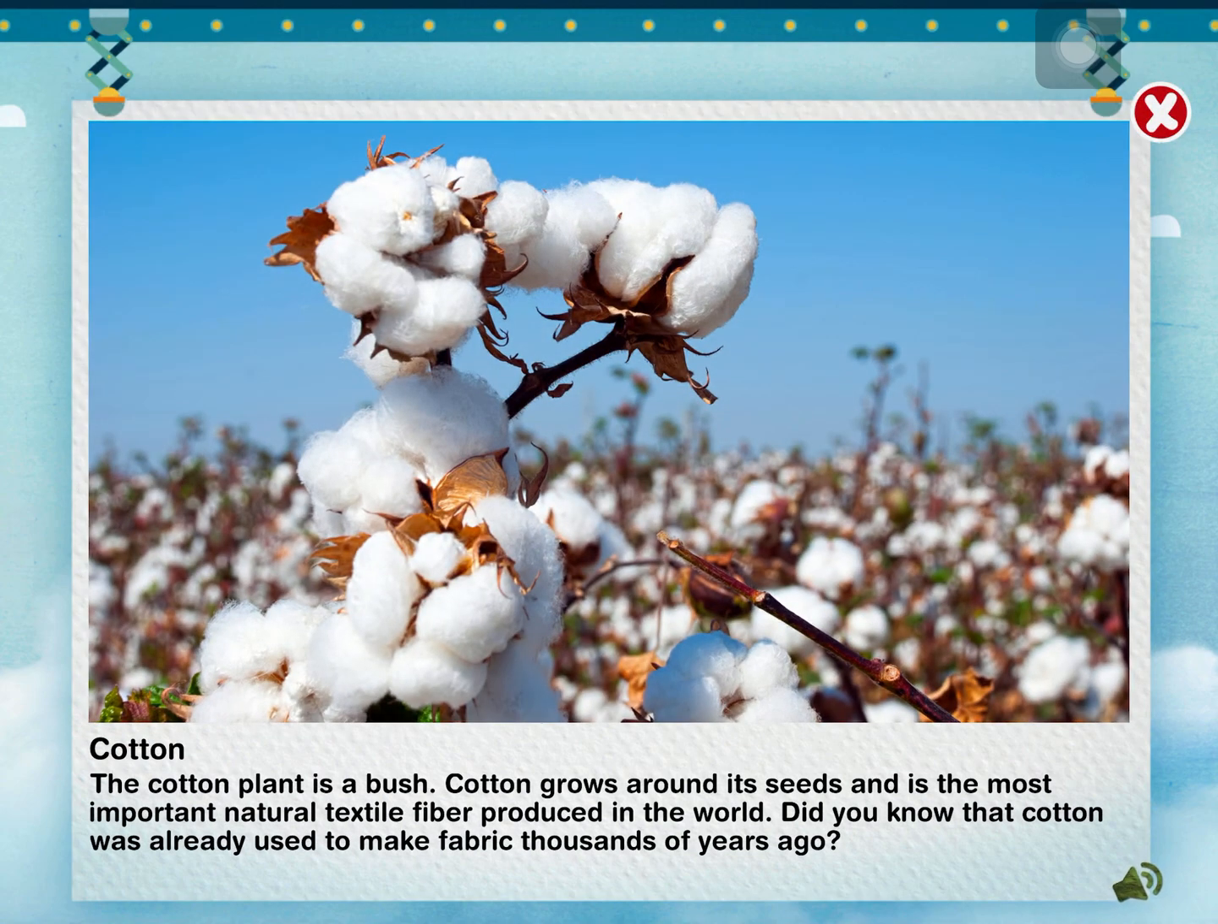The cotton plant is a bush. Cotton grows around its seeds and is the most important natural textile fiber produced in the world. Did you know that cotton was already used to make fabric thousands of years ago?